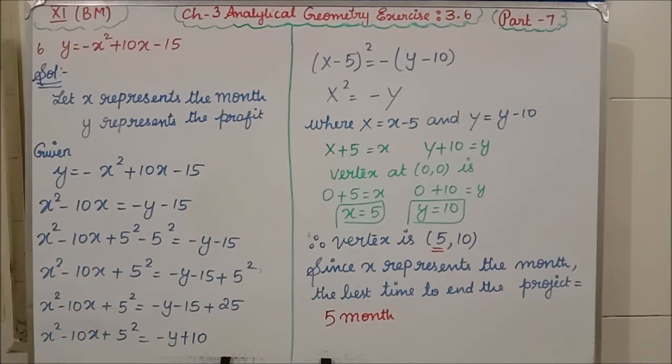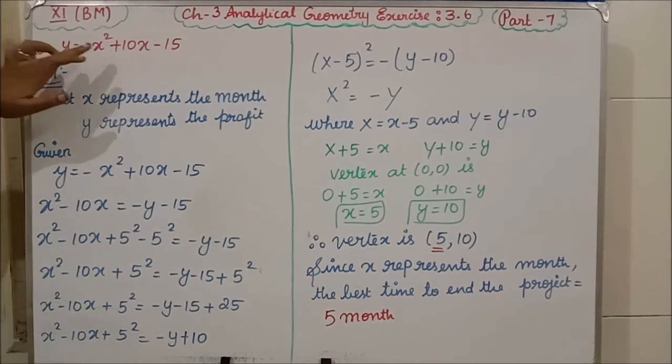Students, for the sixth question also you are going to refer the book for the question. See the question in your book. The profit of rupees Y accumulated in 1000 in X month is given by Y equal to minus X square plus 10X minus 15. I have written only the equation. The remaining question you have to see in your book. Only then you can understand what I am saying.